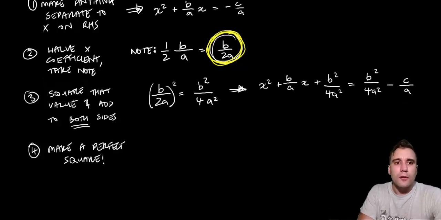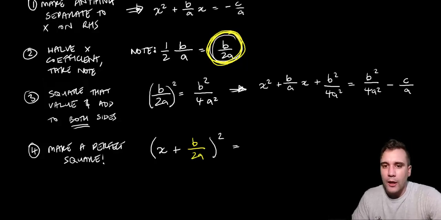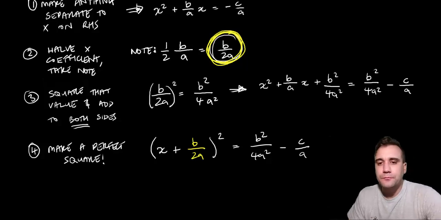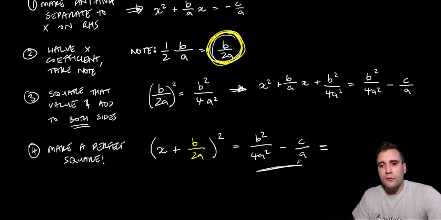And that's going to look something like x plus this thing that I've circled in yellow, b on 2a, squared. And that is going to be equal to everything that was on the right hand side in step 3, b squared on 4a squared minus c on a. We could try and simplify this right hand side a bit, by trying to figure out what to do about these two things, combining them together. To combine the fractions together, they need to have the same denominator, don't they?